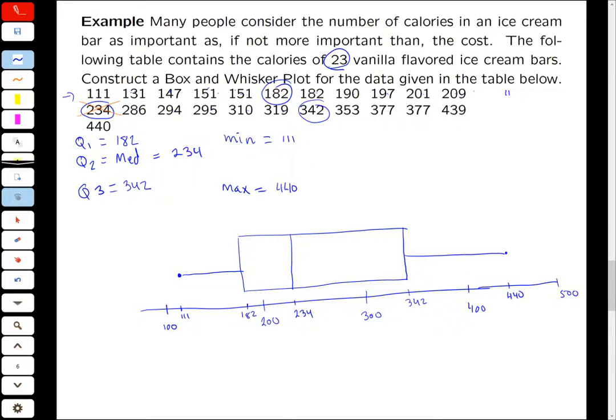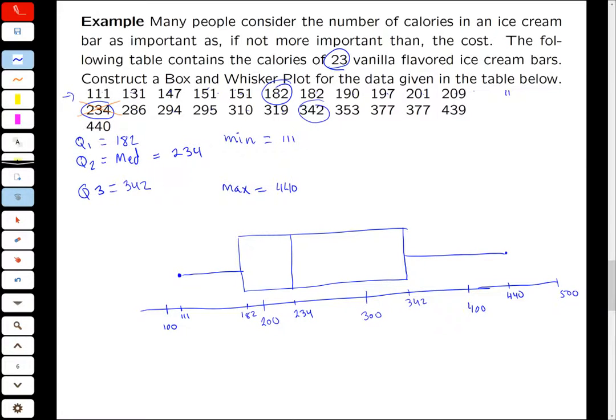Everything is squished together. So if you were talking about these ice cream bars, where does it look like the middle 25%, not the lowest 25%, but the second set of 25%, is fairly close together. So 25% of your data is clustered between 182 and 234. The rest of your data is relatively spread out. And if you're looking at this, the lower 50% is more clustered together than the upper 50%. The upper 50% has some wider spread out data.